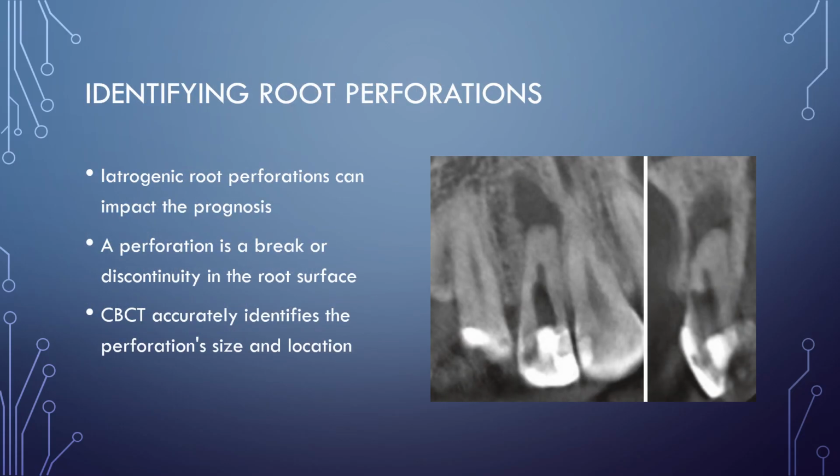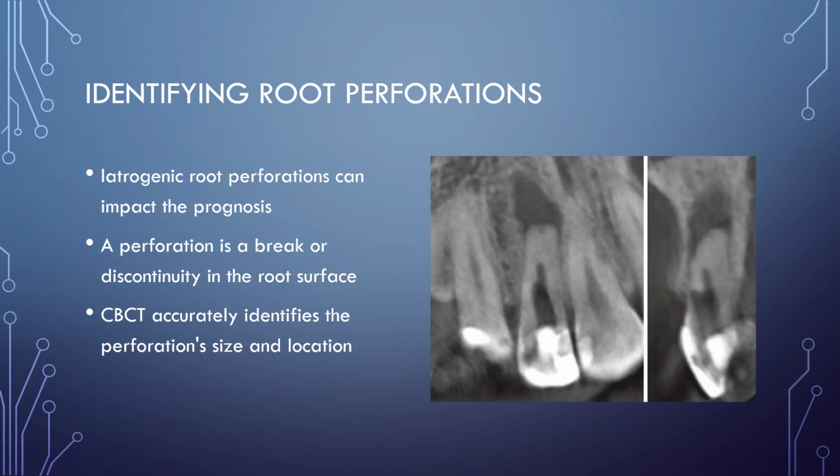An iatrogenic root perforation is a highly stressful procedural error where an artificial communication is created between the root canal system and the surrounding periodontal tissues. Because these complications severely impact the long-term prognosis of the tooth, accurate diagnosis is paramount. On a 2D radiograph, a perforation may faintly appear as a deviation of the canal path, but they are notoriously difficult to see, especially if they occur on the hidden buccal or lingual root surfaces.